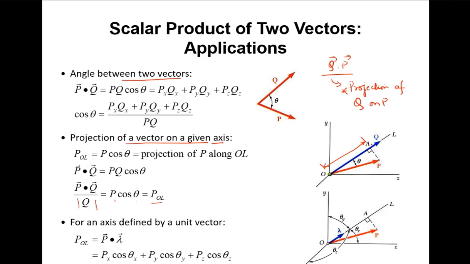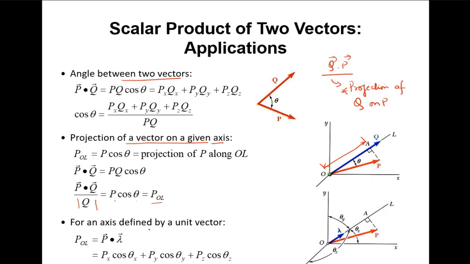Similarly, if I wish to find out projection of Q on P, then here this will be replaced by mod of P, and here it will be replaced. Here it will be Q cos theta, and this will be P.